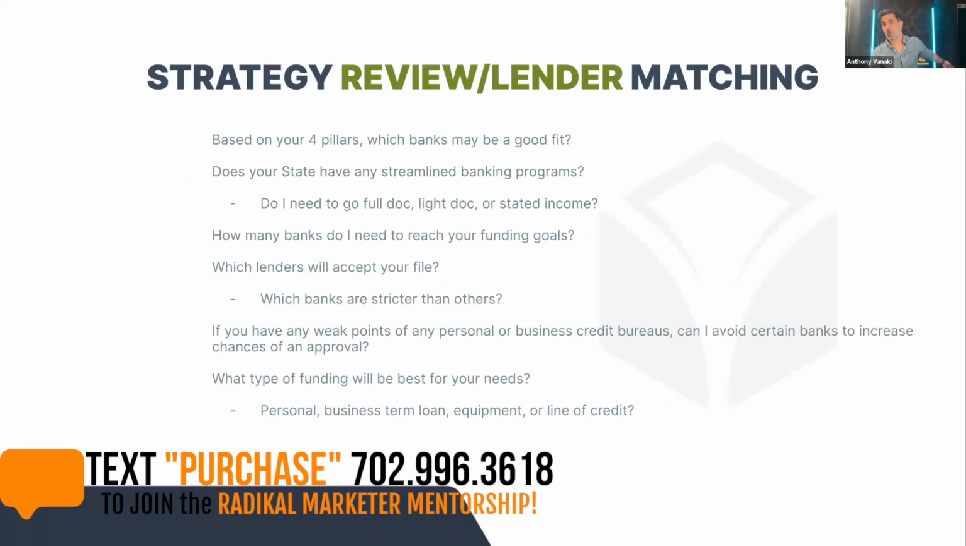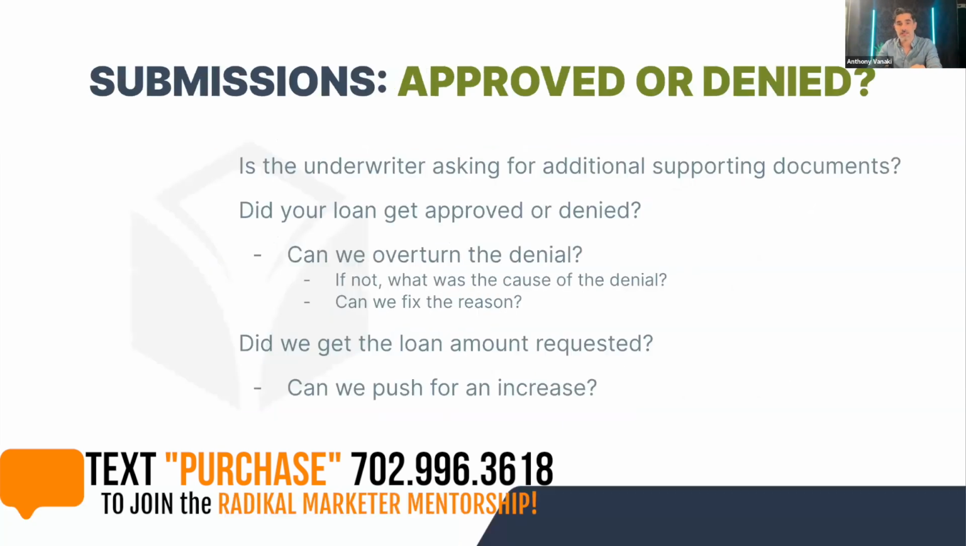Then after we've done all that with the whole 4 pillars, I say, okay, well, of the 500 banks that we probably have more of right now, but even those 500 banks that we have access to, who's going to be the best fit? Does your state have the streamlined programs? Do I have to go full doc, light doc, no doc? How many banks do I need to apply with and get you approved to help you with your funding goal? Are some stricter than others? What type of business loan do you need? Right? So these are all certain things you should ask yourself, and being able to put that whole funding plan in place.